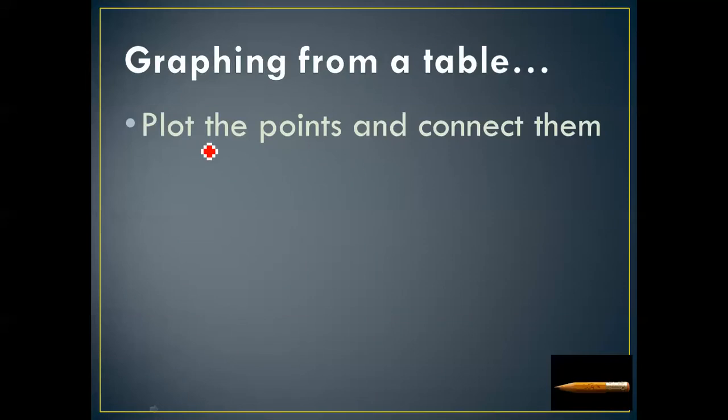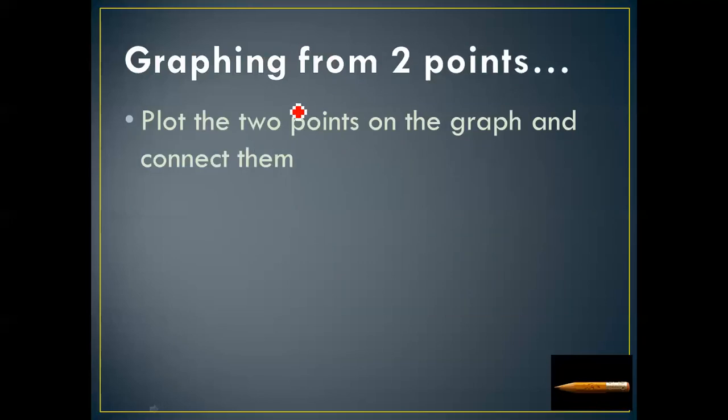For graphing from a table, plot the points on the graph and connect them. That's all it is. You've already been given points, your x and y's. Plot them on your graph wherever they go and draw a line between them. Graphing from 2 points. Again, you're going to plot the 2 points on the graph that you're given and connect them. And there's your graph.